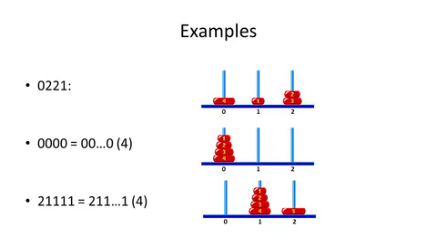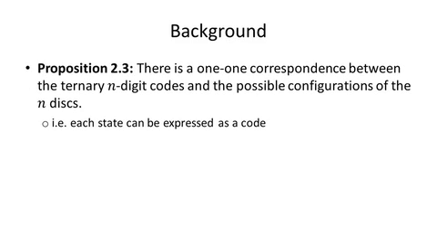And also, I will use a shortcut notation. For example, the bracketed 4 means that there are 4 ones in the notation. The key thing to notice is that if I'm given a code, it uniquely represents the state of the puzzle, because the code represents which disks are on which peg. So it defines the specific state.